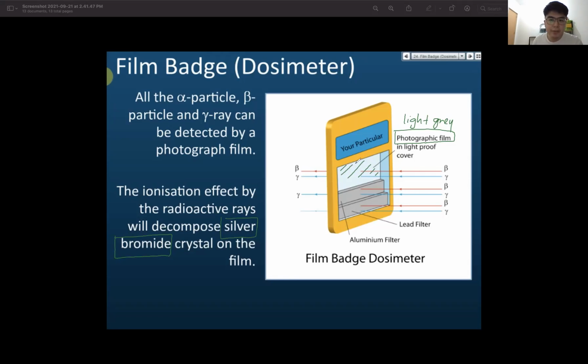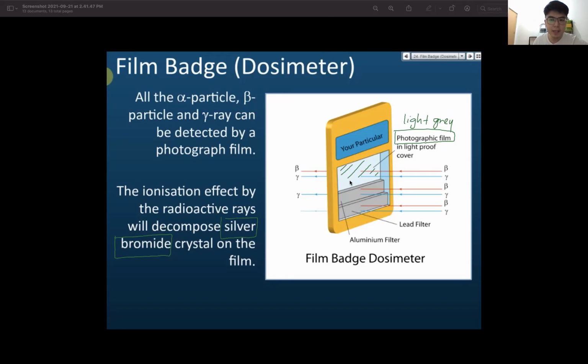But it is covered by something so that light cannot hit the photographic film. Only the gamma or the beta is able to penetrate through. So it's covered by a certain coating so that light cannot fall on the photographic film. The film has silver bromide, so whenever gamma rays hit the film, it will turn dark, or if beta hits, it will turn dark. By looking at the color changes, you know that you are exposed to radiation.